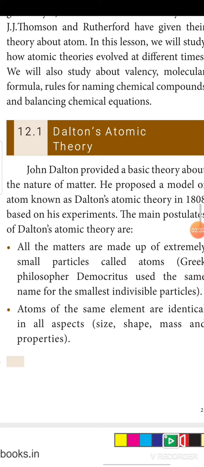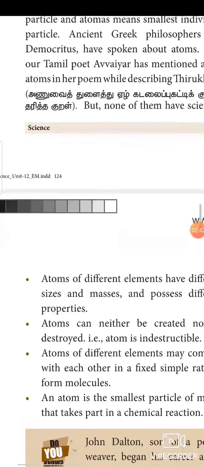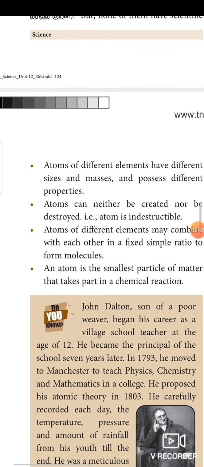Second, atoms of the same elements are identical in all aspects. What is the meaning? Size, shape, mass and property. In all the aspects they are identical to each other. Third one, atoms of different elements have different size and masses and possess different properties. Fourth one, atoms can neither be created nor be destroyed. That is, atom is indestructible. Fifth, atoms of different elements may combine with each other in a fixed simple ratio to form molecules. An atom is the smallest particle of matter that takes part in a chemical reaction.